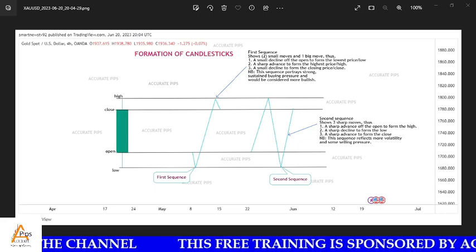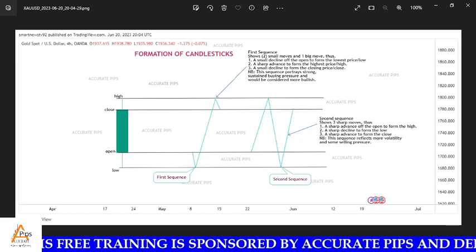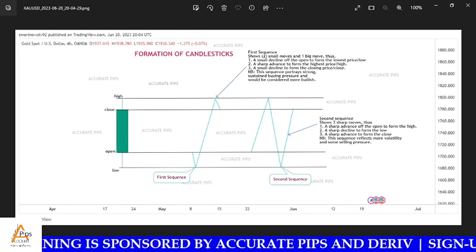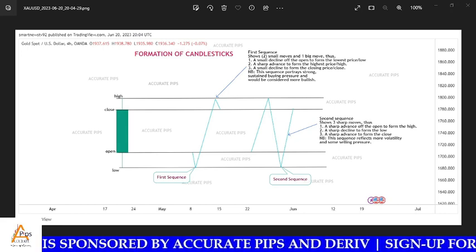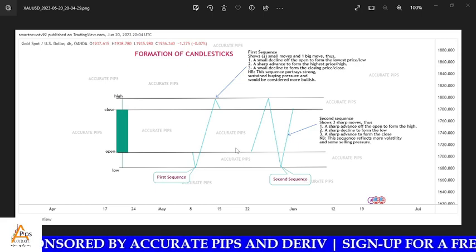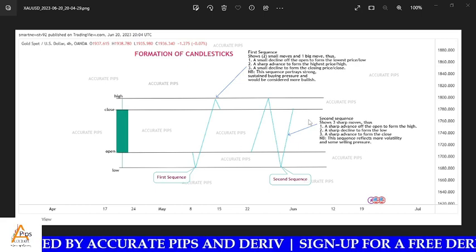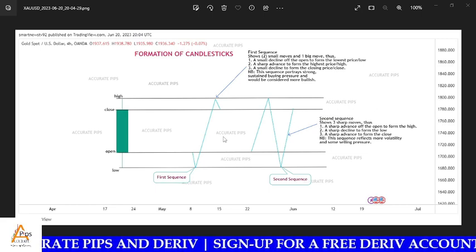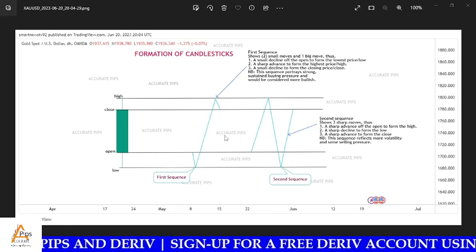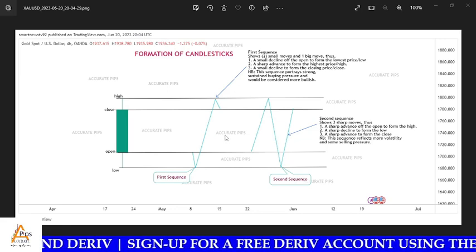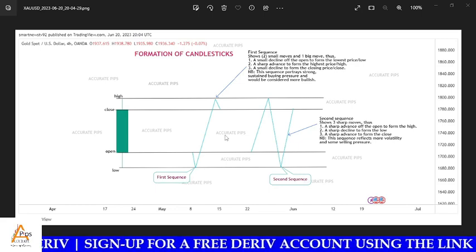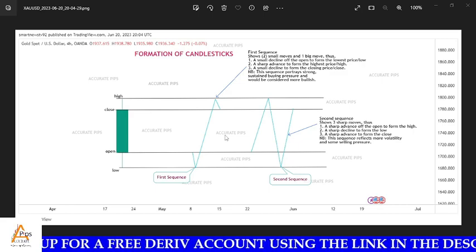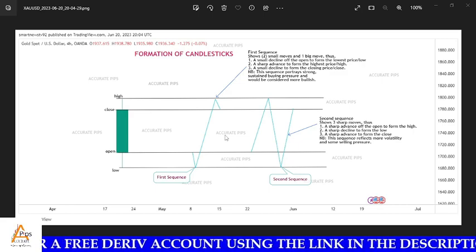Okay, let me share my screen. I hope all of you can see my screen. So this is what you are talking about. Exactly. Here, all you need to understand is you don't need to know the sequence that is forming. What we are explaining to you here is that these are the kind of ways or the manner in which each candlestick forms.